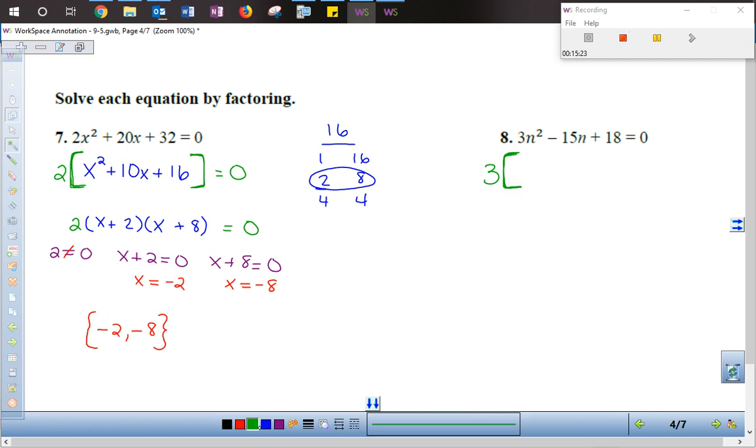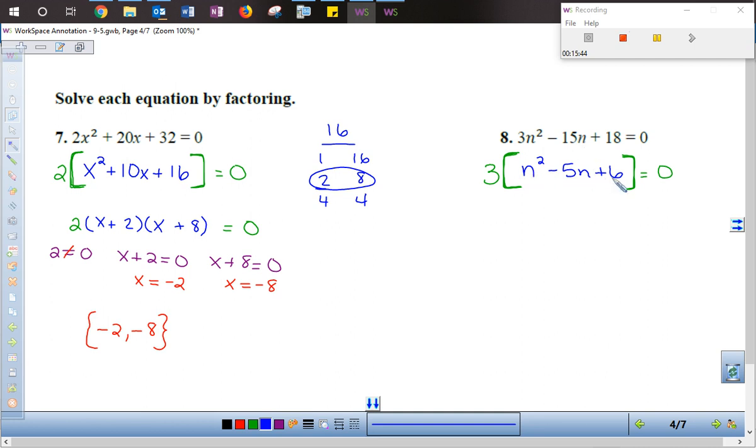Now let's see what I have left on the inside. 3n squared divided by 3 leaves me with n squared. Negative 15n divided by 3 leaves me with negative 5n. And 18 divided by 3 leaves me with 6. Then I can close my brackets and bring down my equal 0. Now on the inside, let's keep it going.